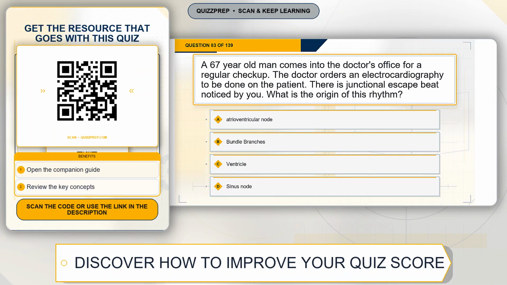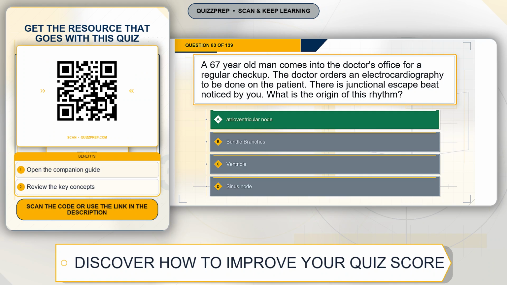Question 83. A 67-year-old man comes into the doctor's office for a regular checkup. The doctor orders an electrocardiography to be done on the patient. There is junctional escape beat noticed by you. What is the origin of this rhythm? Option A, atrioventricular node. Option B, bundle branches. Option C, ventricle. Option D, sinus node. The correct answer is option A, atrioventricular node.